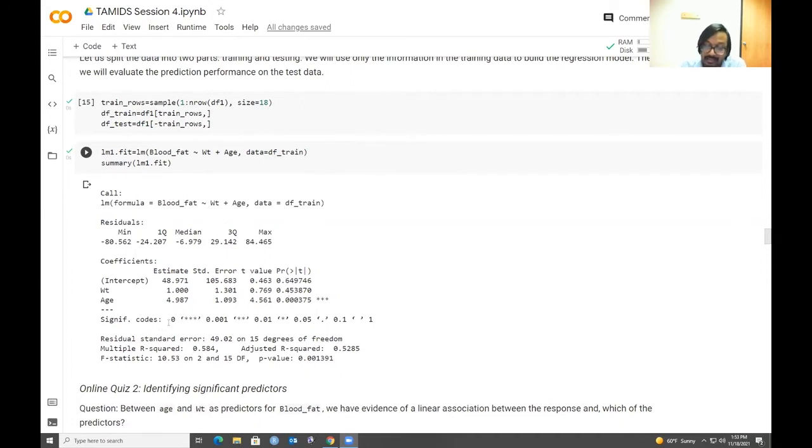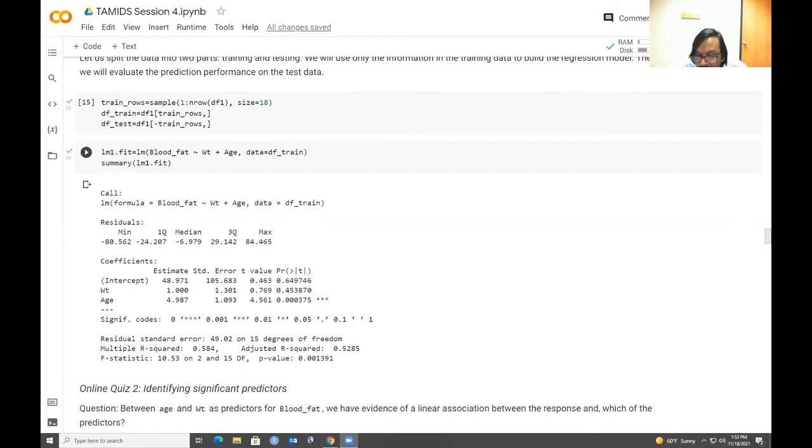Remember that, like the simple linear regression scenario, the number of asterisks shows how significant the p-values are. If the p-value is smaller than a threshold, then we say that the p-value is significant. Usually 0.05 is taken to be a threshold, so that if the p-value is less than 0.05, we say that the p-value is significant, and we do have evidence of a linear association between the variable and the response variable.